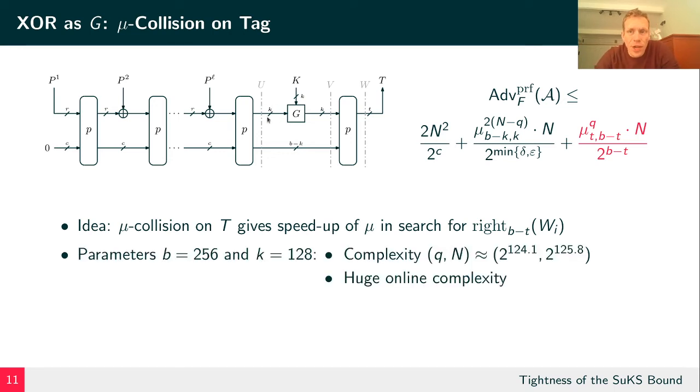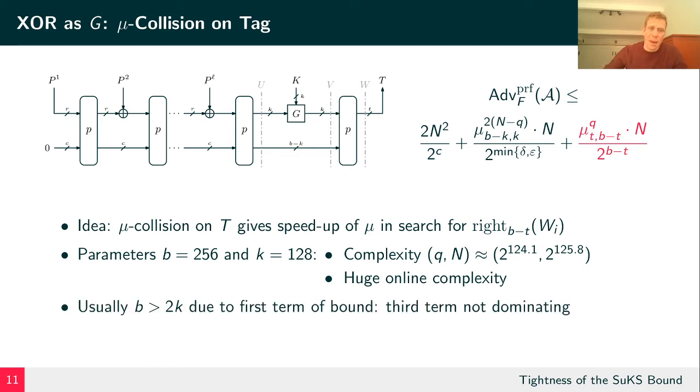The attack is not very efficient, but it does match the term in the bound. So if you take an example with B 256, K 128, the attack has a complexity close to generic. So it's a huge online and offline complexity. But as I said, usually B is much more than 2K anyway, so this term is never dominating in the bound.